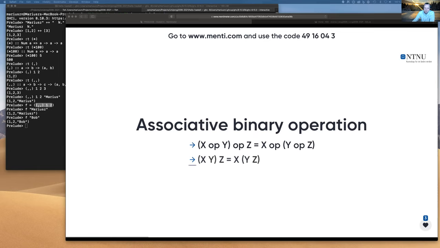We sometimes write it without this operator, or sometimes we use the dot operator in math, to show how they are composed. But the idea is that I can do x with y and then with z, or I do y with z and then with x. Simple, right? This is important, so remember that one.